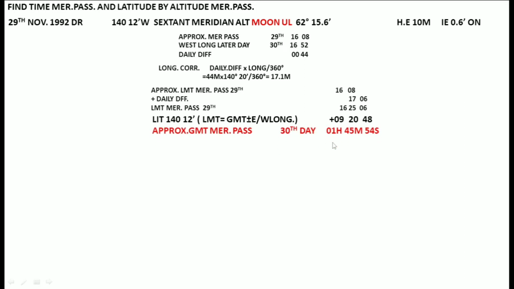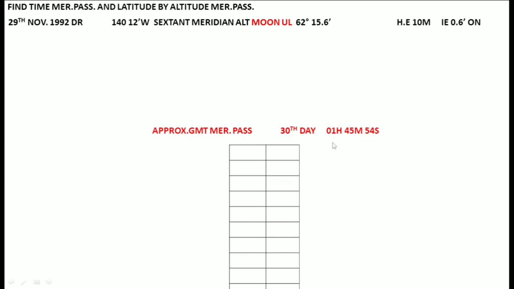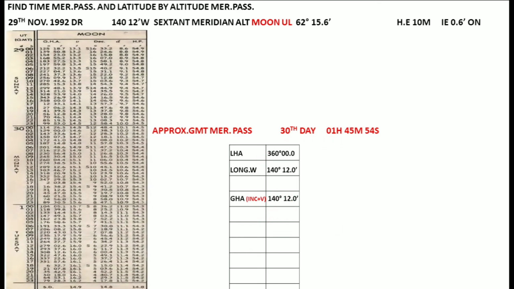You'll have to go with LHA 360. Again, using your longitude, you get your GHA, which is inclusive of the V correction. Then you go into your almanac, assuming that the date is 29th. You go for the 29th and look for a GHA which is lesser than 40 degrees 12 minutes, and you get it here, 29th, 01 hours. Of course, here I just know that the date is changing, so I have not gone further up.